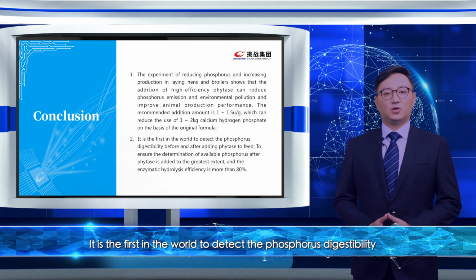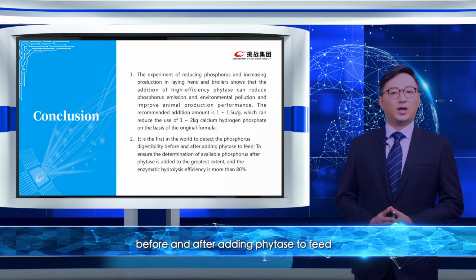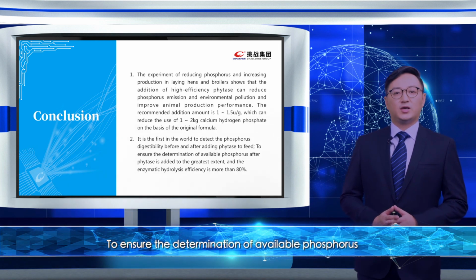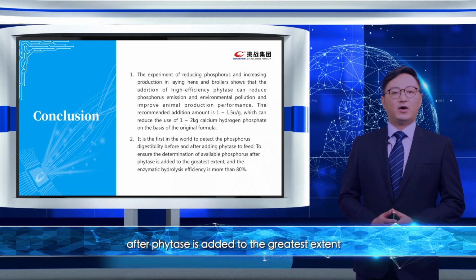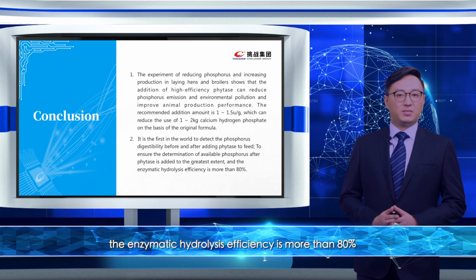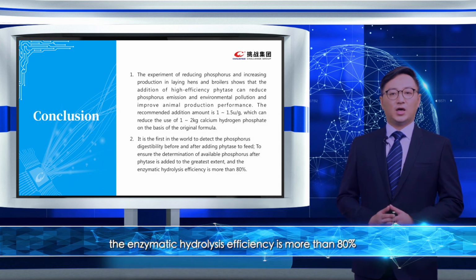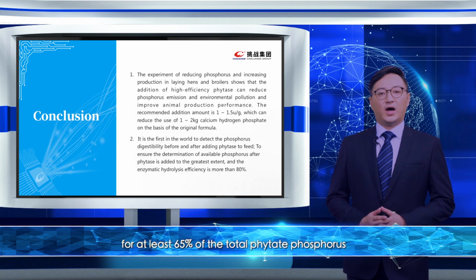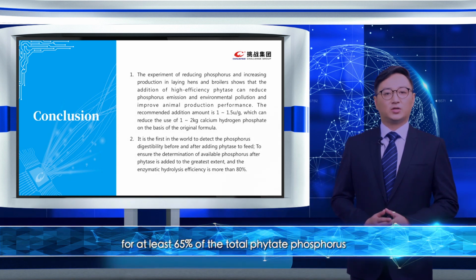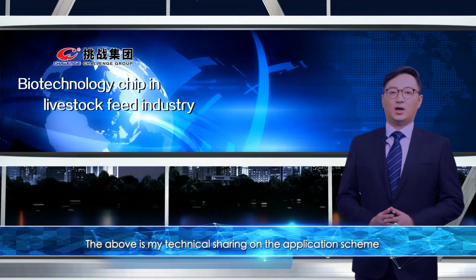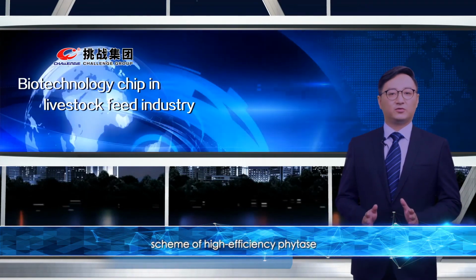This is the first in the world to detect the phosphorus digestibility before and after adding phytase to feed, to ensure the determination of available phosphorus after phytase is added to the greatest extent. The enzymatic hydrolysis efficiency is more than 80%, and the released phytate phosphorus counts for at least 65% of the total phytate phosphorus. The above is my technical sharing on the application scheme of high efficiency phytase.